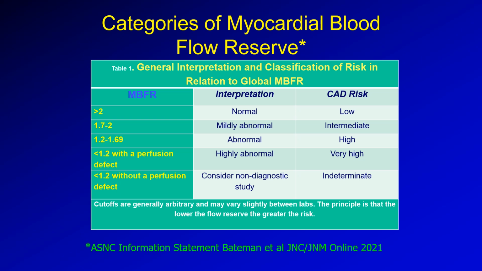of coronary artery disease. If it is 1.7 to 2, that's considered mildly abnormal and the patient is at intermediate risk. At that point, it would be advisable to look at the perfusion as well and decide whether or not to cath that patient.